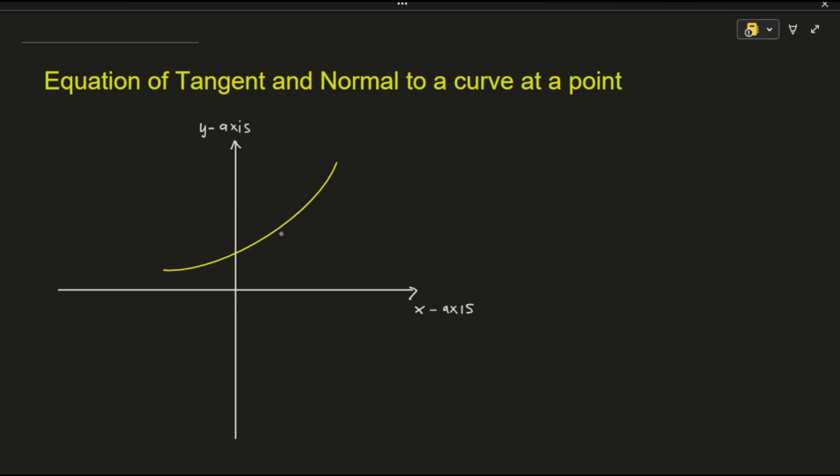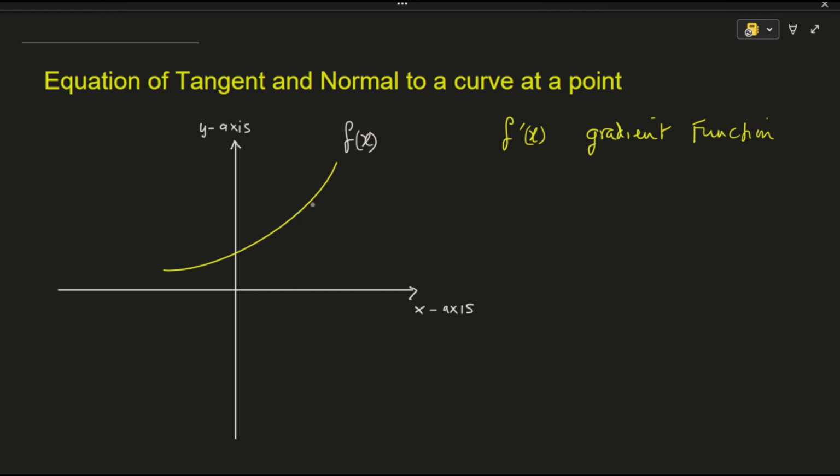In this video, we look at the equation of a tangent and normal to the curve at a point. Now, if we are to consider a curve which is defined by a function of x, say f of x, we can determine the derivative of this function, say f prime, which is also known as the gradient function, and with the gradient function, the gradient of the curve at any point can be found.